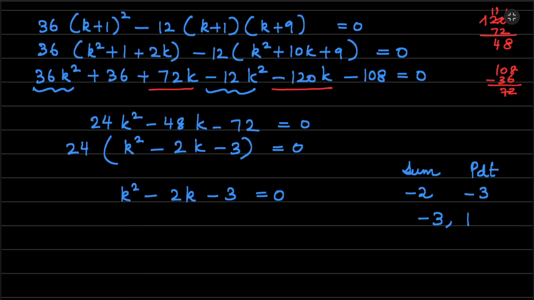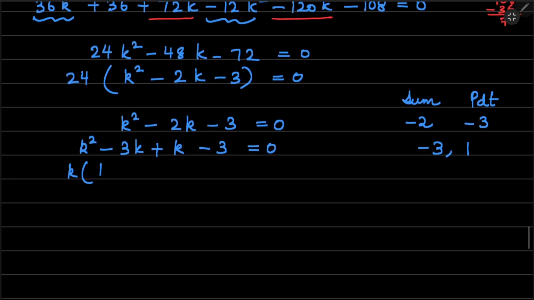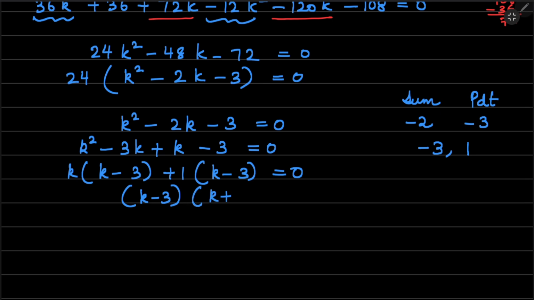Minus 3 times 1 is minus 3. So you have k square minus 3k plus k minus 3 equal to 0. Take k common out. So you have k minus 3 again plus 1 common. k minus 3 equal to 0. So k minus 3 is common among the two terms. What is left is just k plus 1 equal to 0.